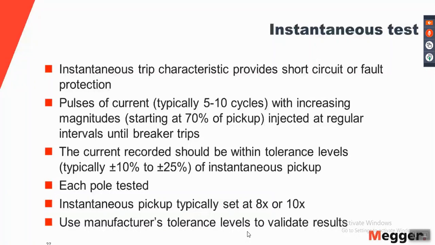The duration of the pulses are typically between 5 to 10 cycles, and you can start off at 70% of the expected pickup, and you can inject repeated pulses with increasing current magnitude at regular intervals until the breaker trips. The current recorded should be within tolerance levels. Typically, the tolerance levels are plus minus 10% to plus minus 25%. The best source is, of course, the manufacturer's tolerance levels.